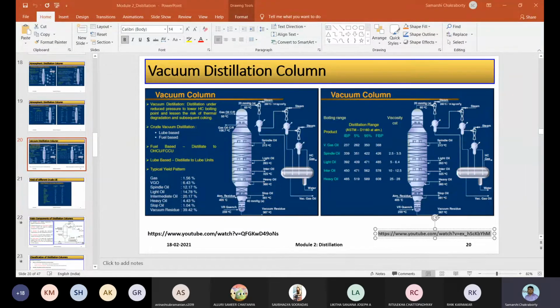I guess up to the previous class, we had talked about the vacuum distillation column. Why do I need to use a vacuum distillation column? What are the products that we are getting out of it? We also talked about the different fractions coming out of vacuum distillation. They may not always have the same type of boiling point range. The boiling point range will vary between some initial boiling point and some final boiling point.